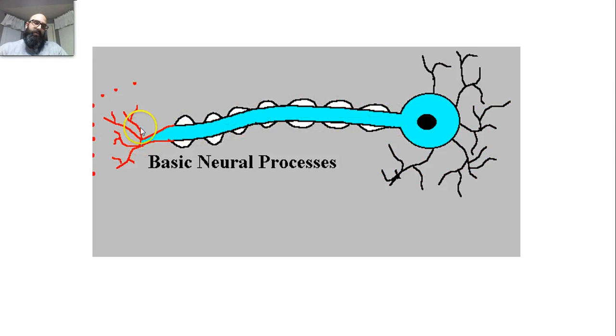The axon turns into axon branches, which eventually turn into axon terminals, synaptic bulbs, or synaptic terminals. There's also an insulating sheath around that called the myelin sheath. In between each myelin are what are called the nodes of Ranvier, and myelin is actually generated by Schwann cells.